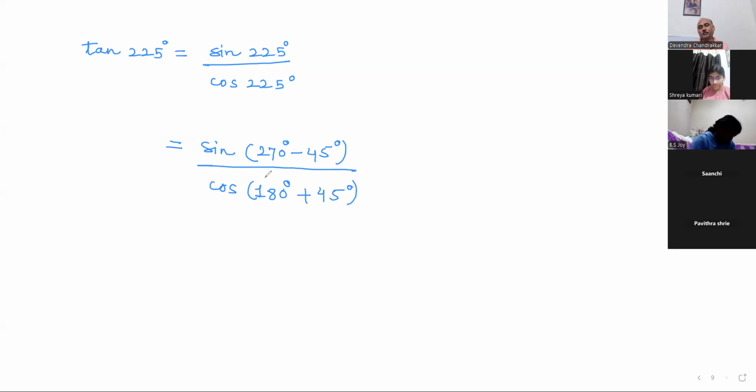Look here. The next one you will do, so sine. Come on, who will answer my question? Priya will tell. Priya, this is which multiple, even or odd? Odd. So sine converts to cos. So cos 45 degrees. So shall I put a positive sign or negative sign here? Negative, because this is in the third quadrant.